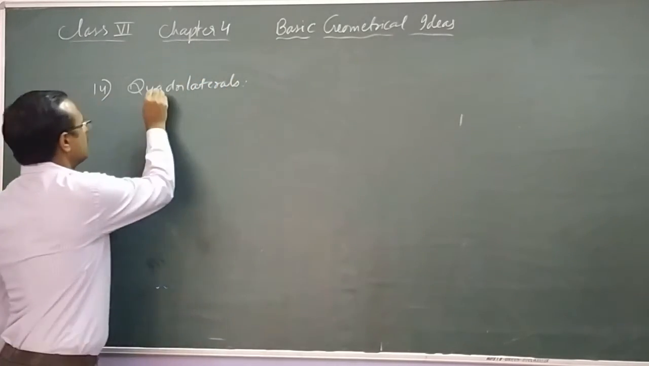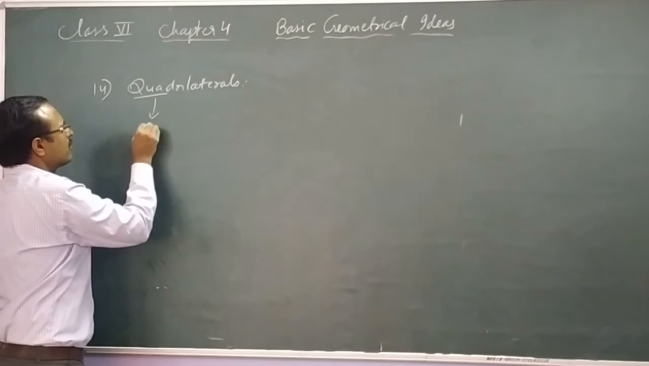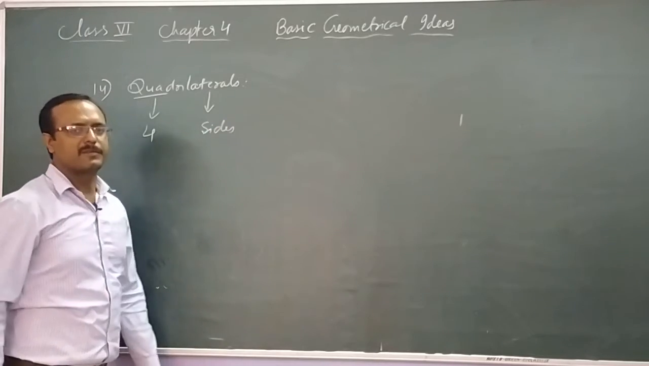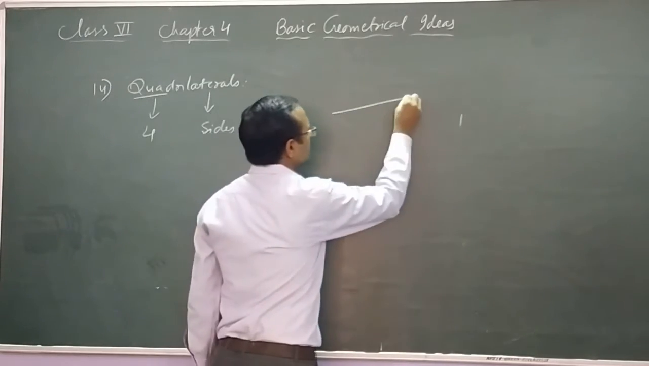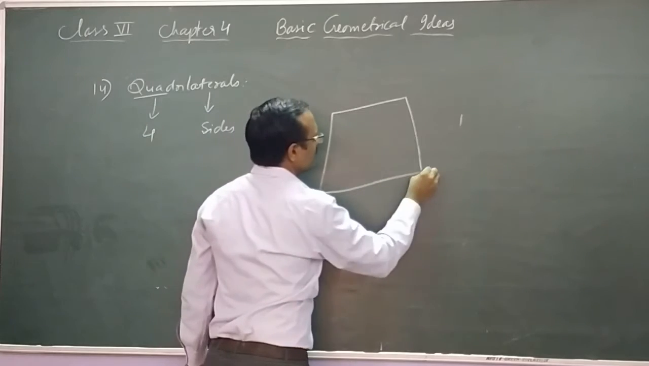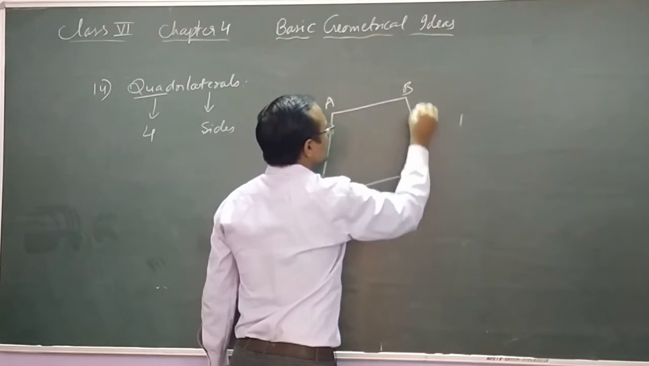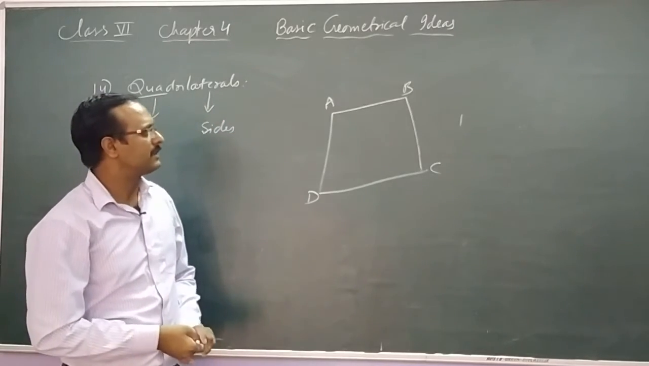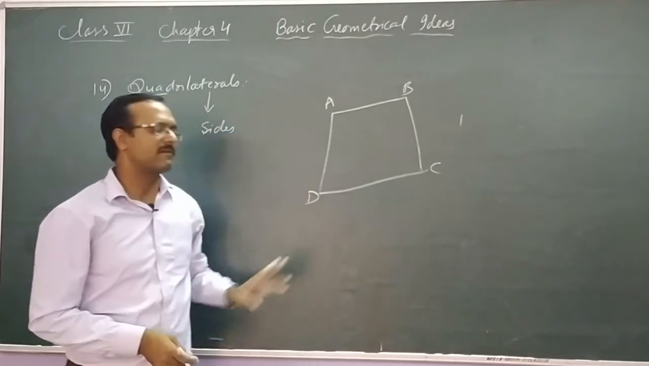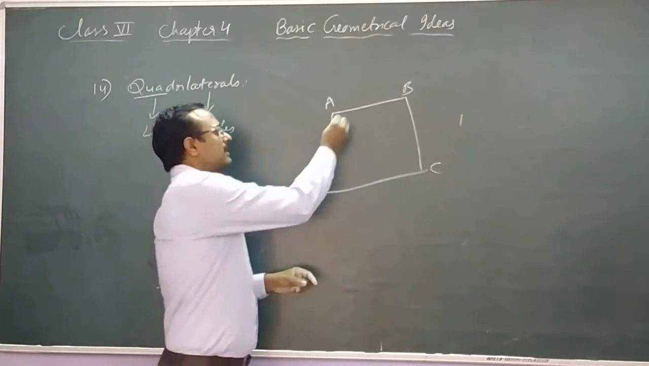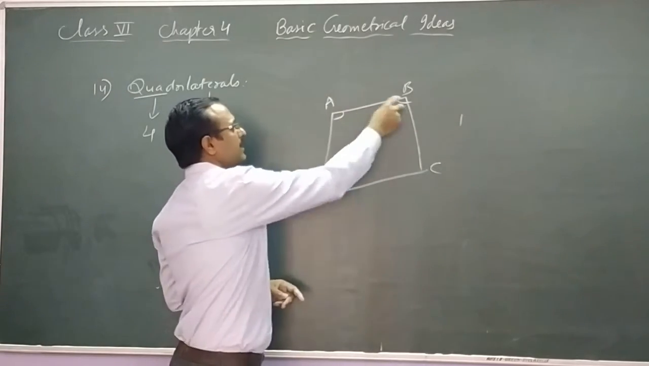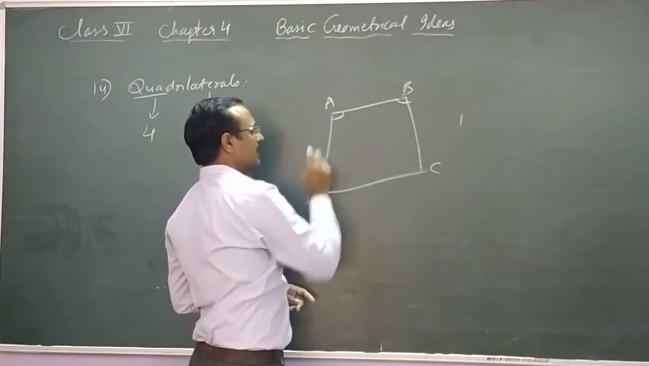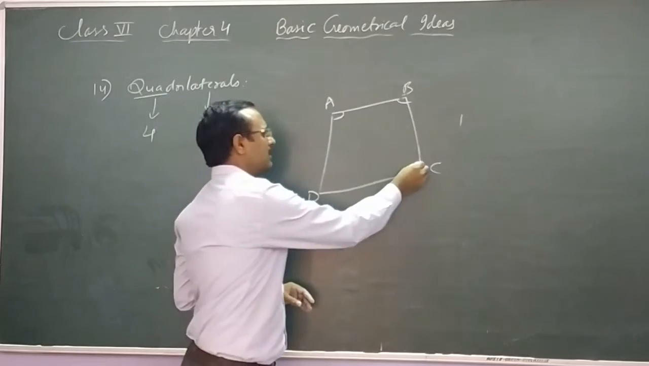Quad means four, and laterals means sides. So it is a polygon having four sides. ABCD is a quadrilateral in which A, B, C and D are vertices. These are the angles: angle DAB, angle ABC, angle BCD and angle CDA. There are four angles in the quadrilateral.